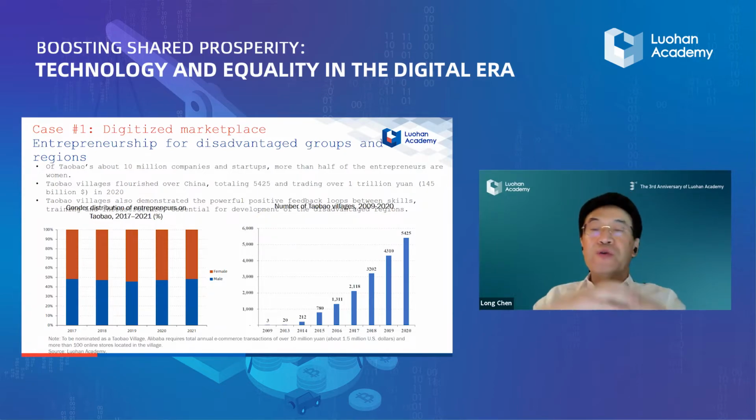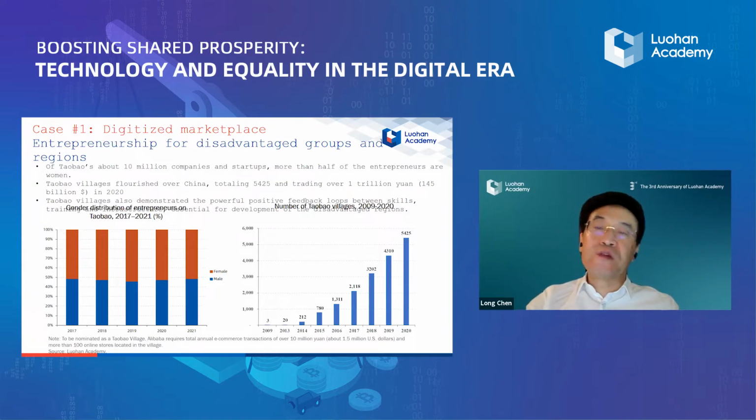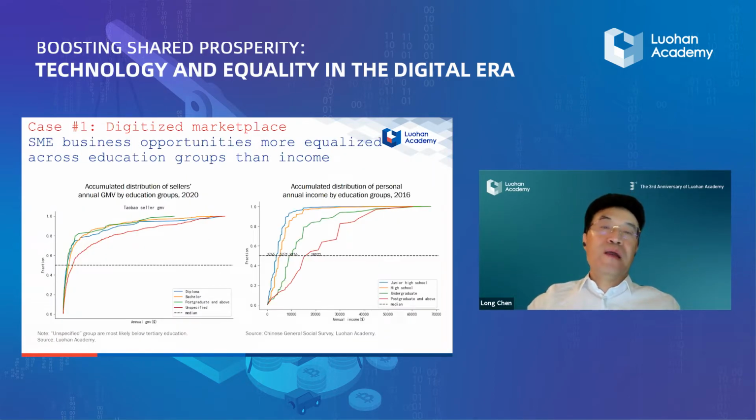On the right panel, you can see the Taobao villages, as Eric mentioned earlier. In the last year, there were 5,425 Taobao villages, with trading over $1 trillion yuan, which is about 145 billion US dollars. It also demonstrates powerful positive feedback loops between skills and training and other infrastructure for local development. Now, this is another interesting point for small business.